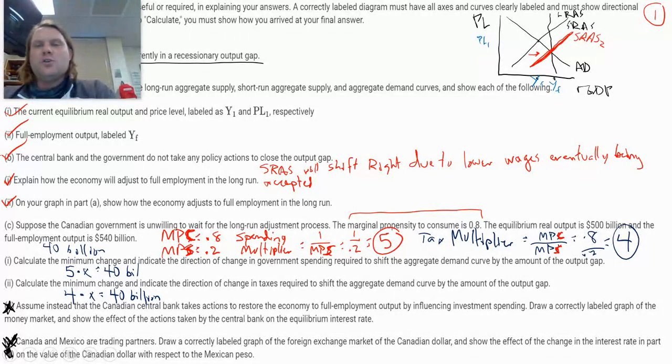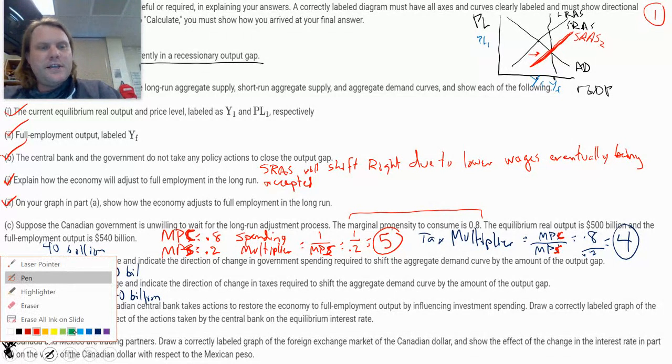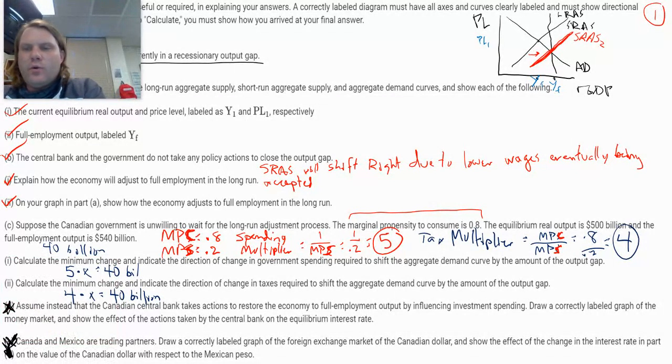I also went ahead and did the tax multiplier just as a show of what we're doing too. Propensity to consume over save is 0.8 over 0.2, which is 4. You can also do the spending multiplier minus 1. It works both ways depending on what you're comfortable with. Okay, we've just got to solve a simple math equation here. 5 times x equals 40.